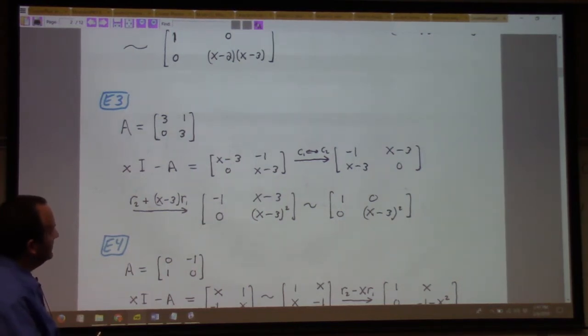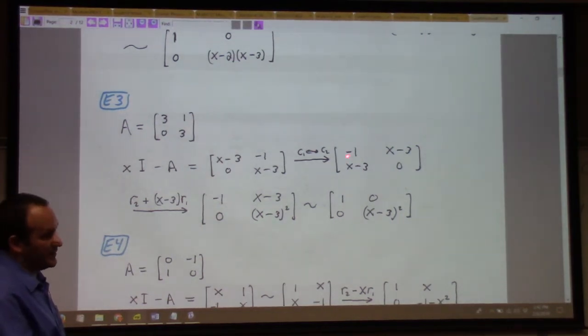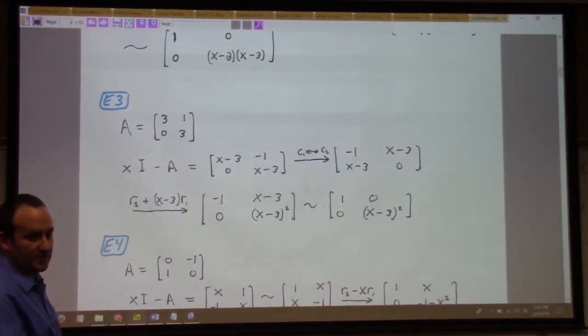Let's see here. Again, x minus 3 and 1, the GCD of a constant and a linear polynomial is 1. So I still expect to put a 1 in the upper left. And when I do that, I end up with this. Again, that's the minimal polynomial.